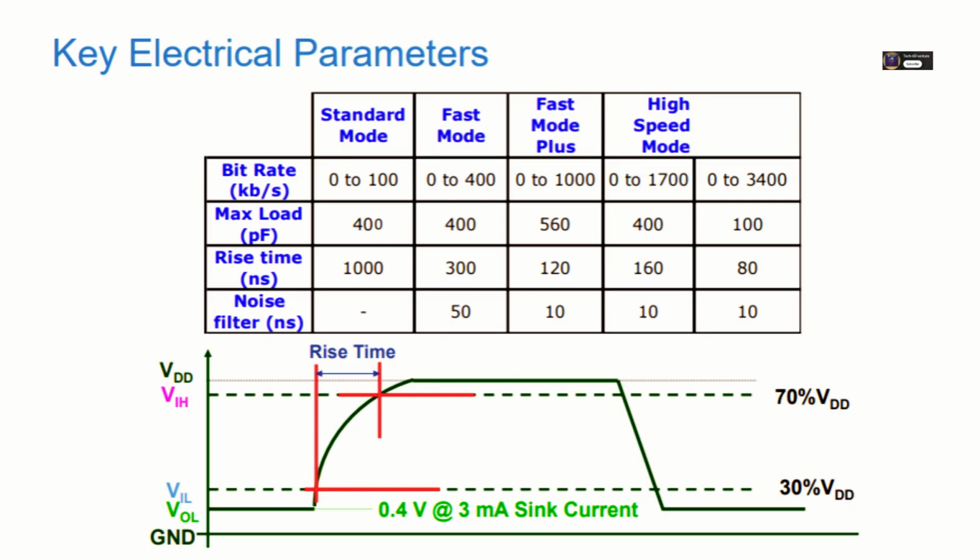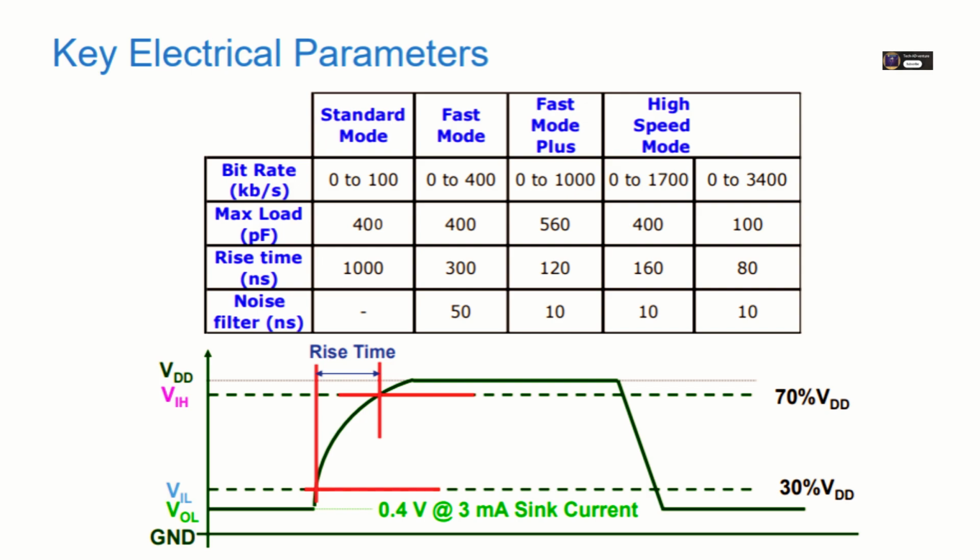lower resistance. In practice, you often see values like, say, 4.7 kilo ohms for standard mode, 100 kilobits, and maybe down to 2.2 kilo ohms, or even 1 kilo ohm for faster modes like fast mode, 400 kilobits. But these are just starting points. Always check the data sheets for your specific chips.